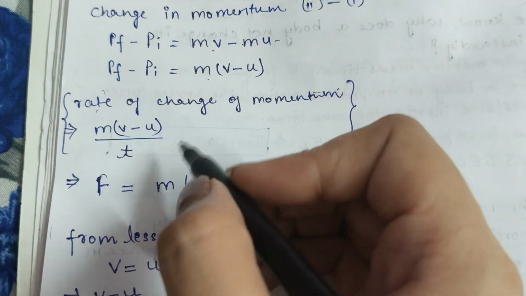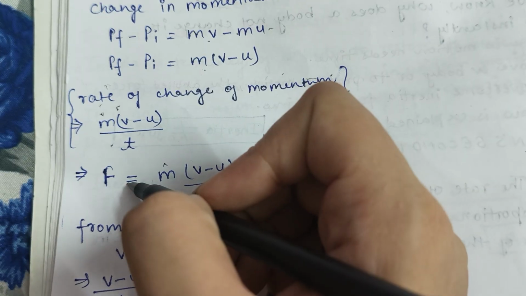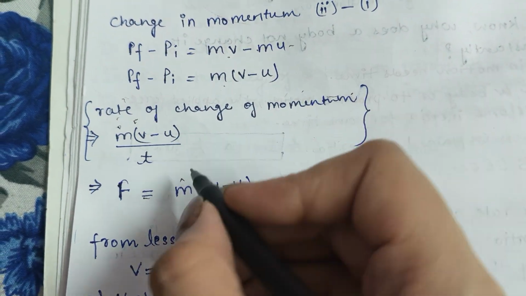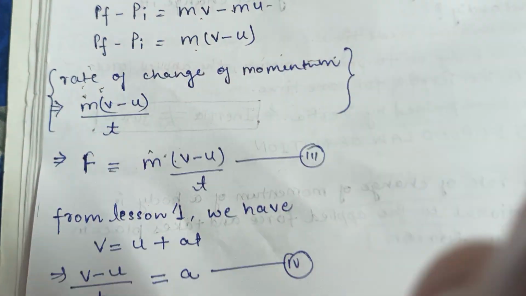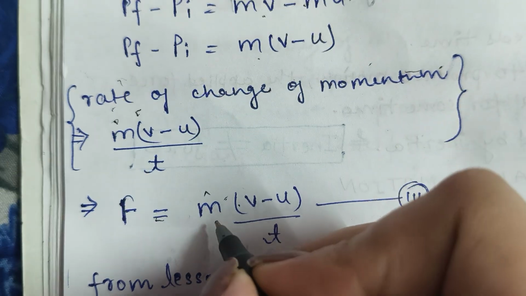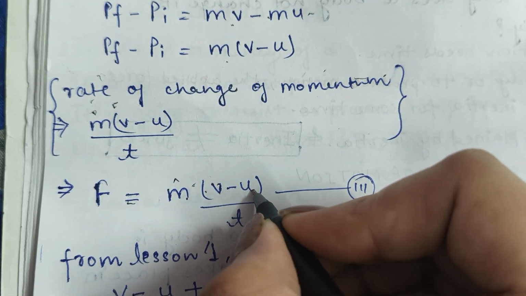And the second law of motion states that the rate of change of momentum is nothing but force. So force is equal to m into (v minus u) by t. Now I want to discuss something: here m is mass, v is final velocity, and u is initial velocity.